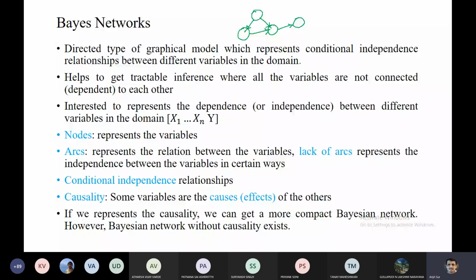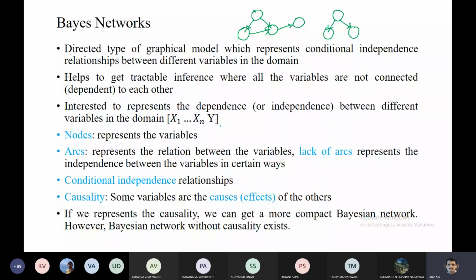It helps to get tractable inference when all the variables are not connected to each other. So sometimes we can get this kind of situation. Okay, so these two are not connected. We are interested in representing the dependence or independence between different variables in the domain.